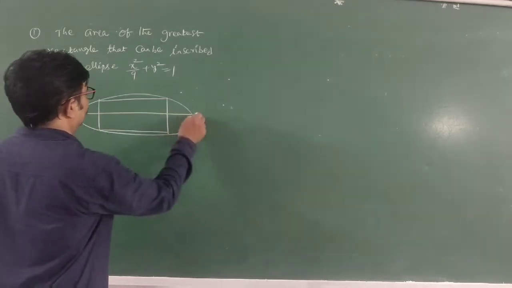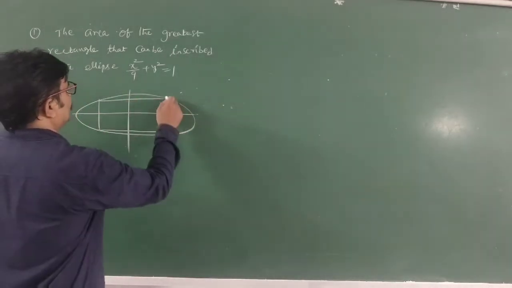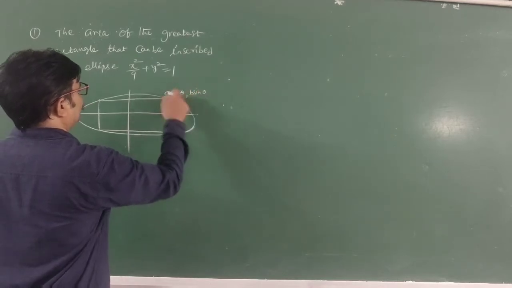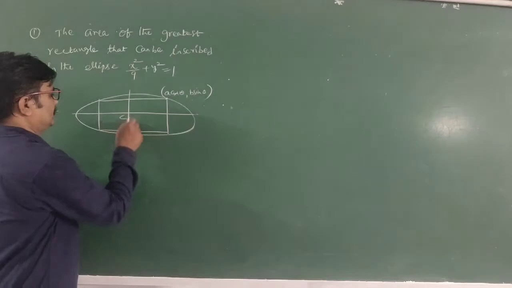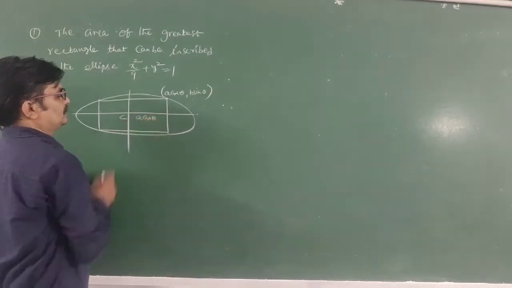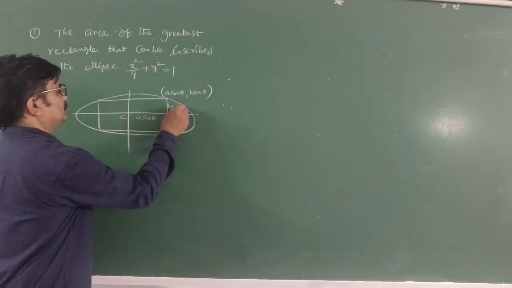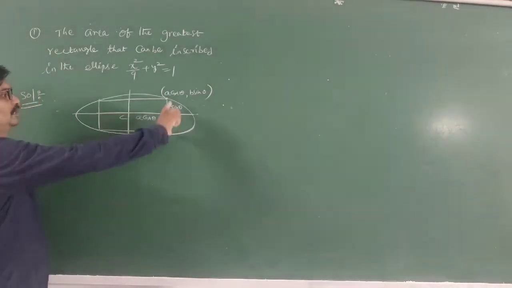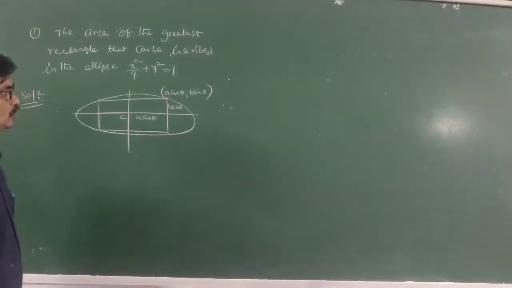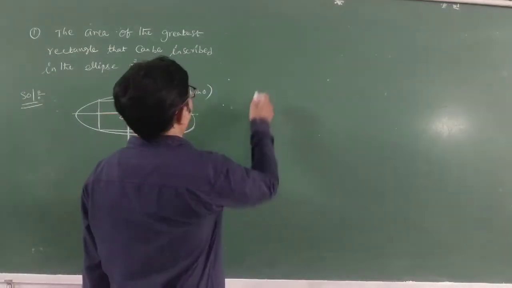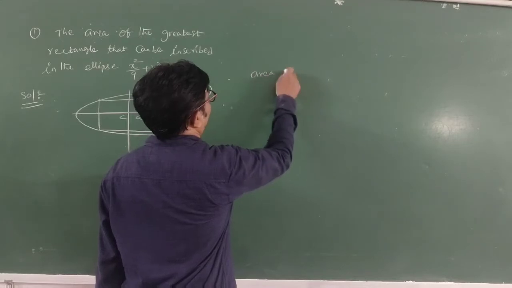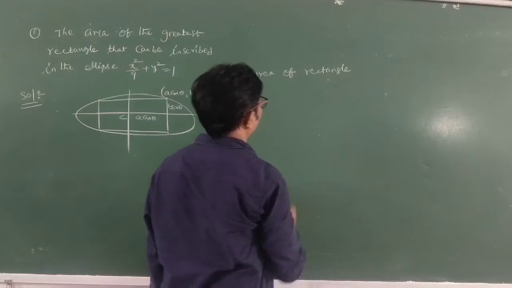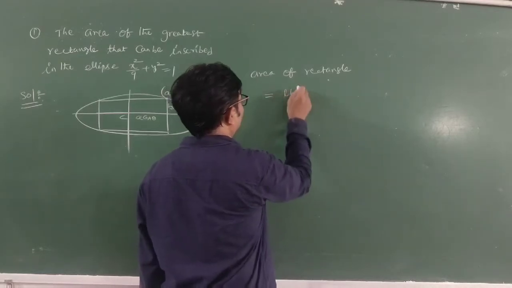So students, what we observe, this is the point (a cos theta, b sin theta). This is the center, this is a cos theta, this is b sin theta. So the length is 2a cos theta, and the width is 2b sin theta. So students, the area of the rectangle is equal to length times breadth.